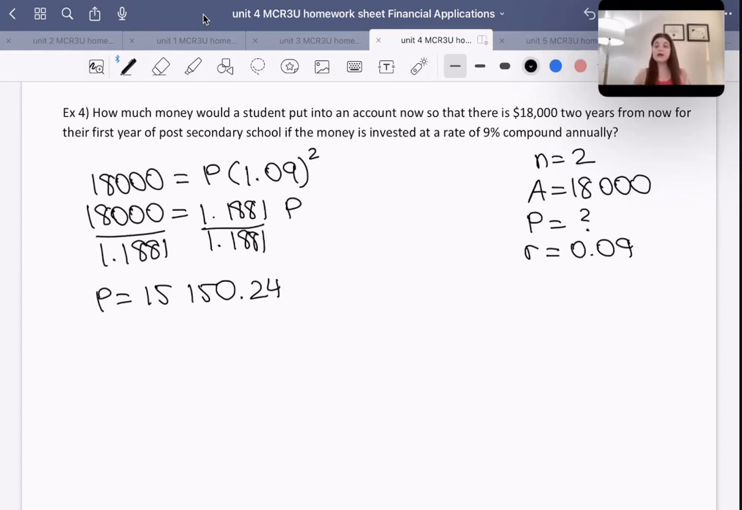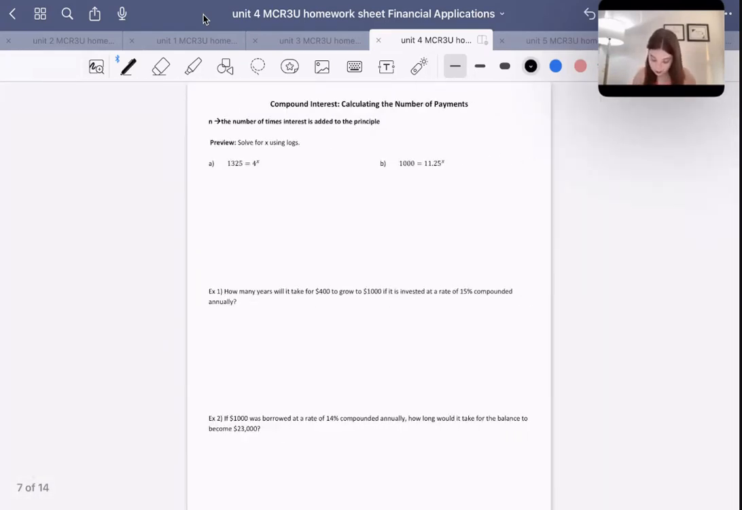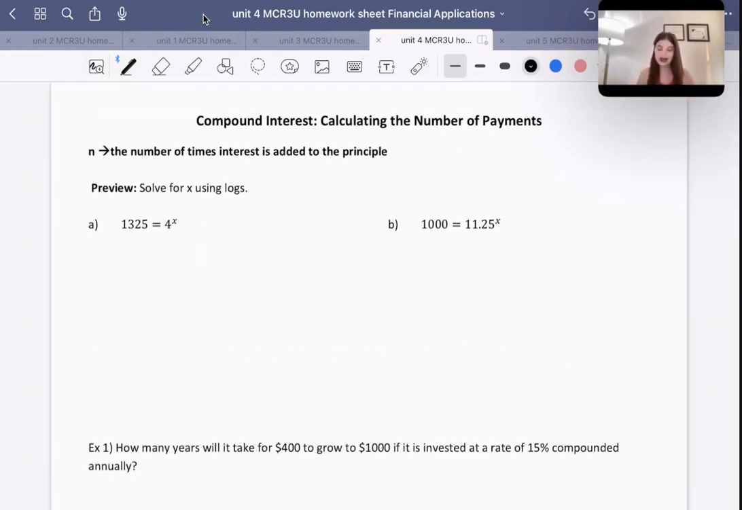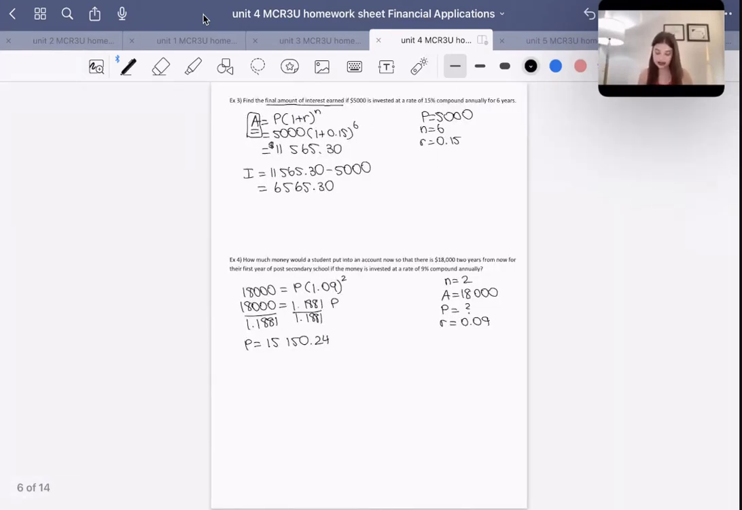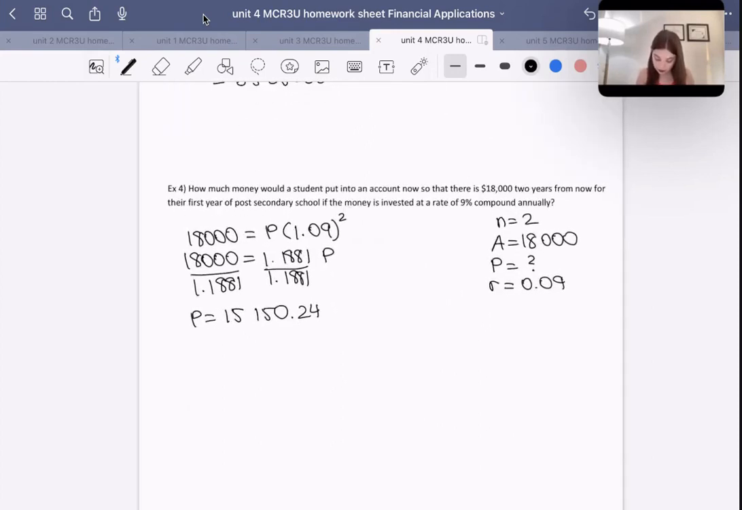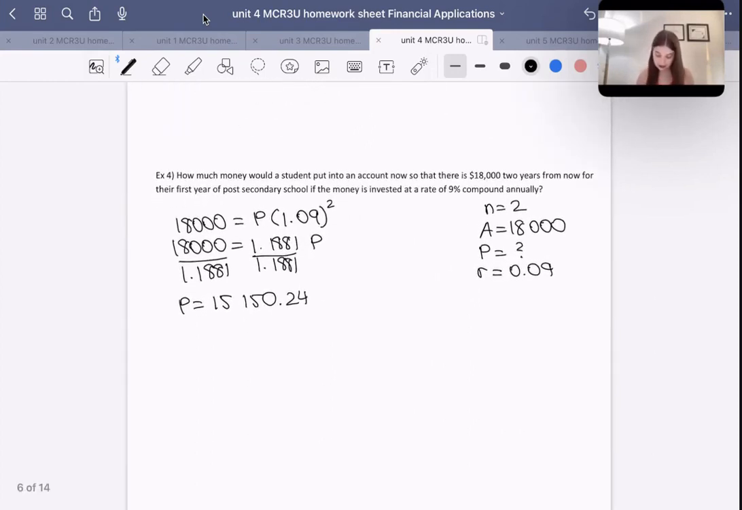All right, well, that is it for today. For the next day, what we're going to be doing is we're going to talk about calculating the number of payments. Today, we mostly focused on calculating the amount accumulated. We did one where we also talked about how to find the interest specifically by subtracting the principal from the total accumulated. And we also did one where we figured out P, right? Where we figured out what was the original principal if here's the amount we want to have accumulated.